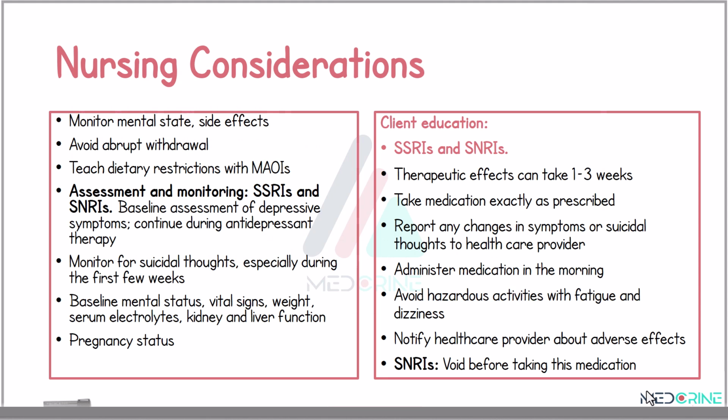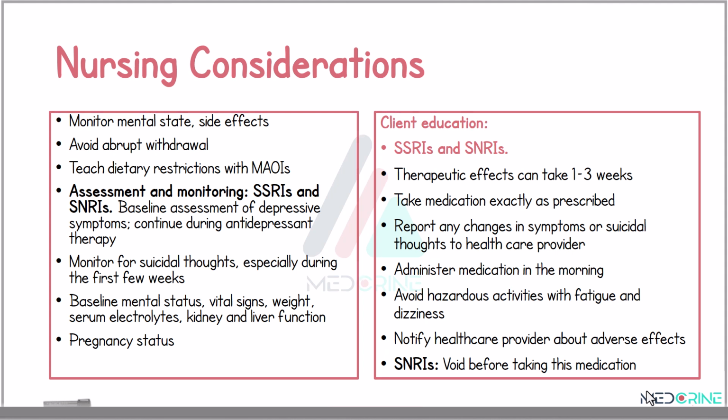The nurses should assess the baseline vital signs, monitor the mental health status of the patient and the side effects, avoid abrupt withdrawal of the medication, teach dietary restrictions associated with monoamine oxidase inhibitors, monitor for suicidal thoughts, especially during the first few weeks, and assess the pregnancy status, the serum electrolytes, kidney and liver function tests, and the weight.